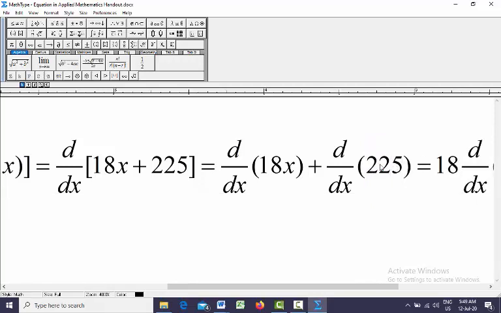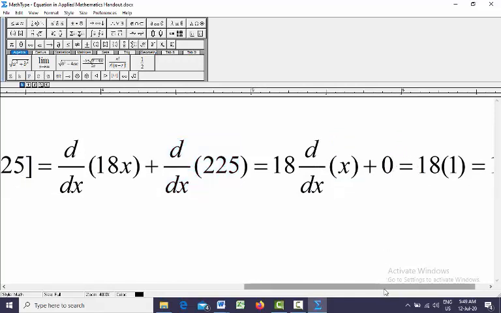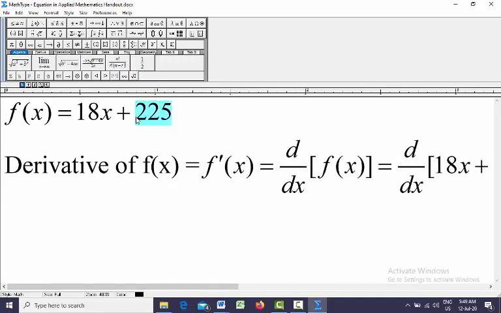Because here there is no x. So if you want to do differentiation of this one with respect to x, since there is no x here, the answer will be 0. So the full answer will remain 18. It doesn't matter what constant number you put there. The answer of differentiation will only vary based on this part, not on this one.